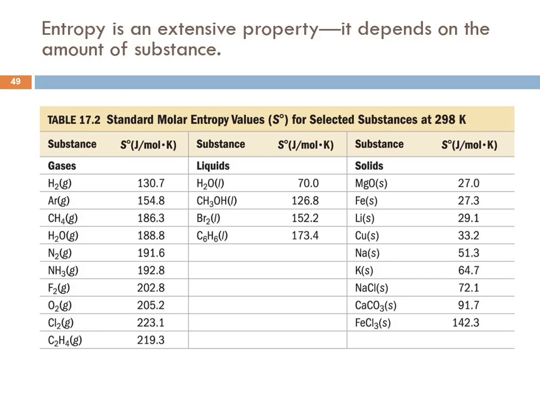Entropy is an extensive property, meaning it depends on how much substance there is. Can you think of another extensive property? A property that depends on how much there is. Mass?